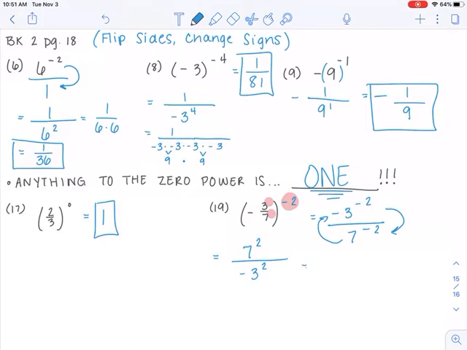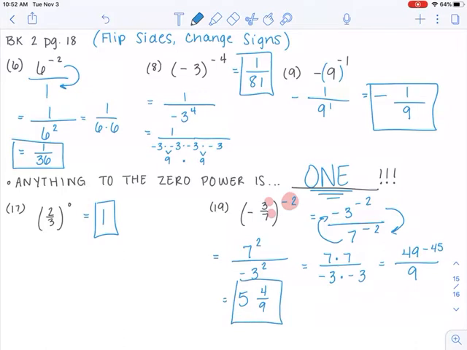They switch places. So 7 squared is equal to 7 times 7, and negative 3 squared is equal to negative 3 times negative 3. 7 times 7 is 49. Negative 3 times negative 3 is 9, and then we can simplify. So how many times can 9 go into 49? It can go into it 5 times, and 5 times 9 is 45. So if I take away 45, I have 4 left over. So 5 and 4/9 is your final answer.